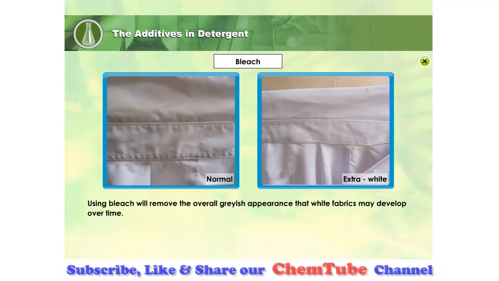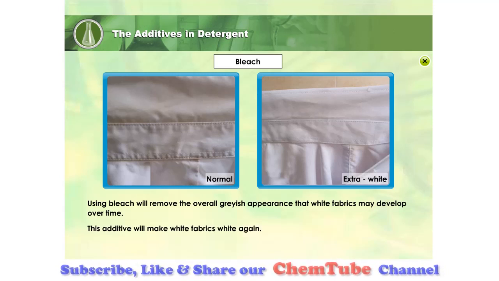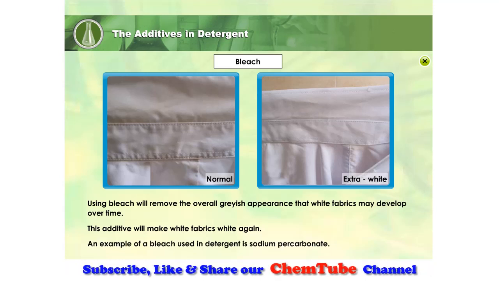Bleach. Using bleach will remove the overall greyish appearance that white fabrics may develop over time. This additive will make white fabrics white again. An example of a bleach used in detergent is sodium percarbonate.